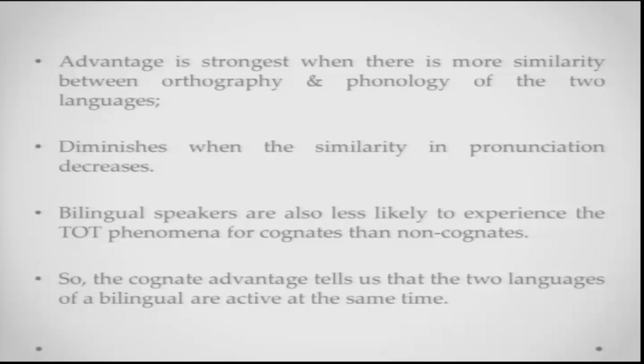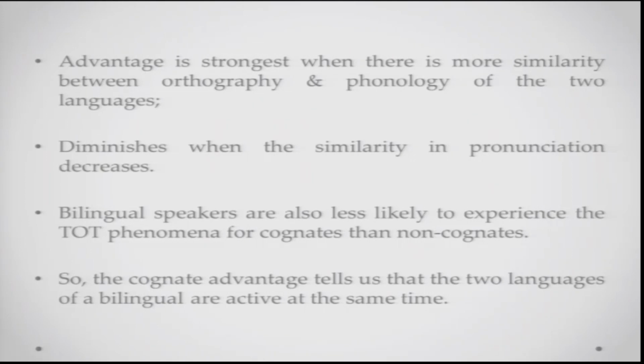The cognate advantage is also found to be much stronger when there is high similarity between the orthography and phonology of the two languages, because the meaning is the same. If the orthography and the phonology and the form are the same as well, obviously the advantage will be magnified. It diminishes, however, when the similarity in pronunciation is decreased.